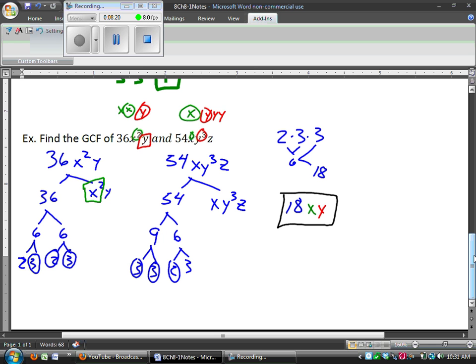Make sure we get the homework done. And we'll see you back here with section 2, which is going to be starting into factoring using the reverse of the distributive property.